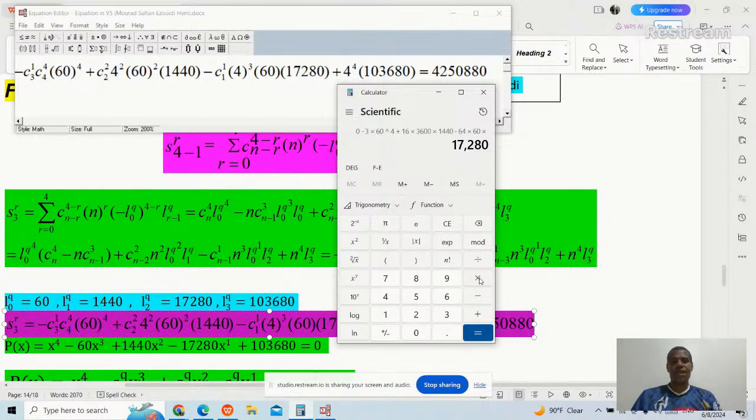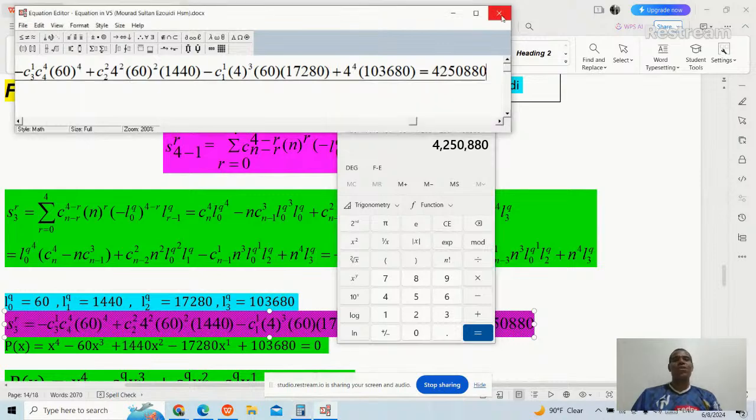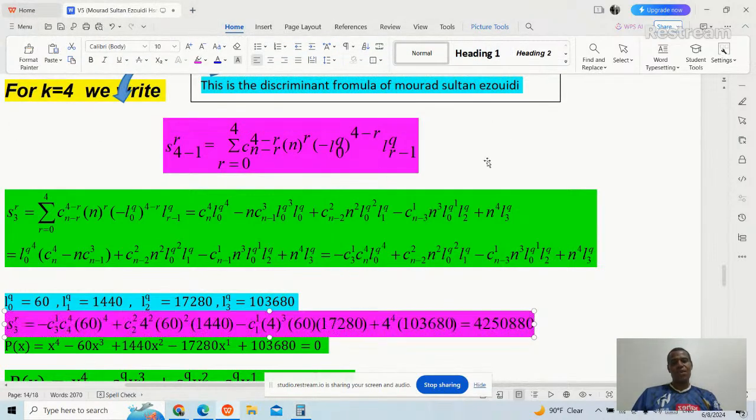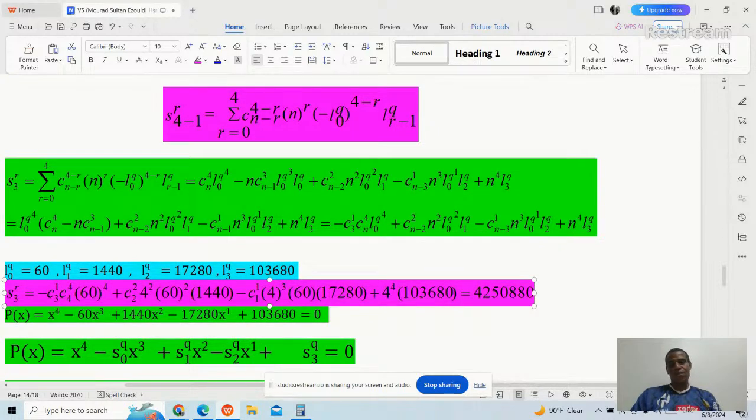Plus 4 raised to the power 4 is 256 times what, learners? 103,680. So this one has to be equal to 4,250,880. So now I'm going to close this parenthesis, and I will tell that I found the value of S k minus 1 of order r.